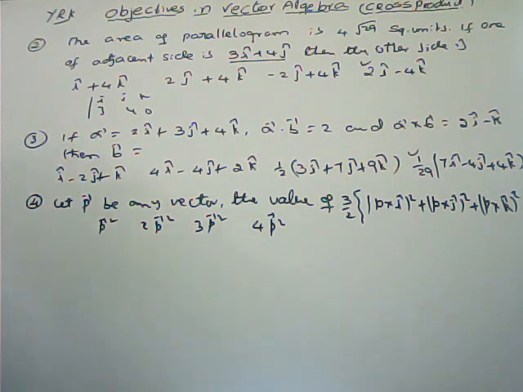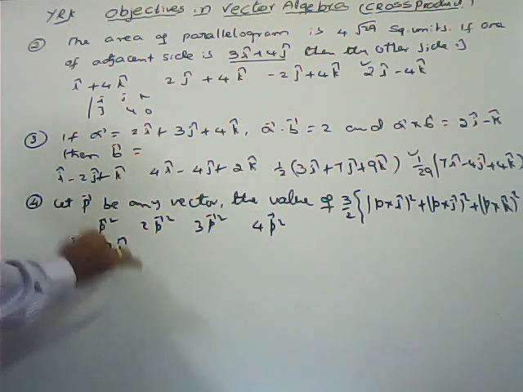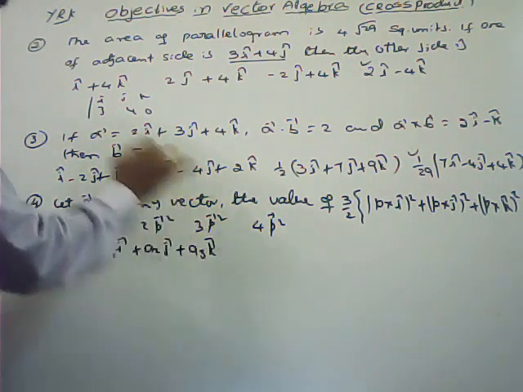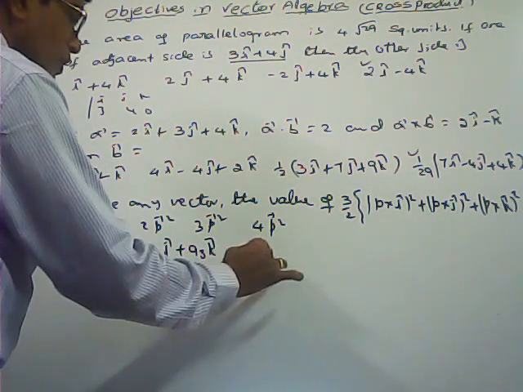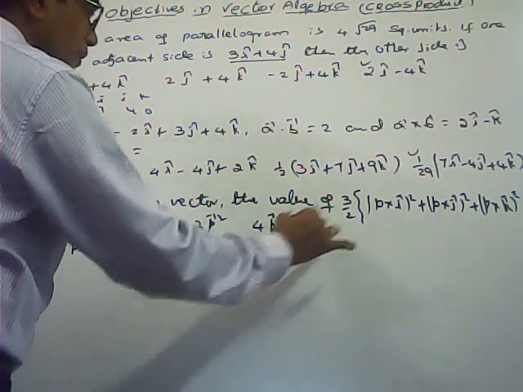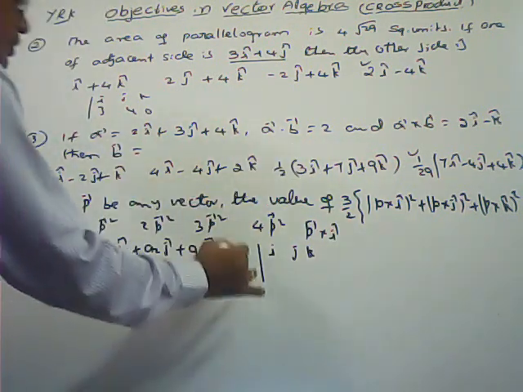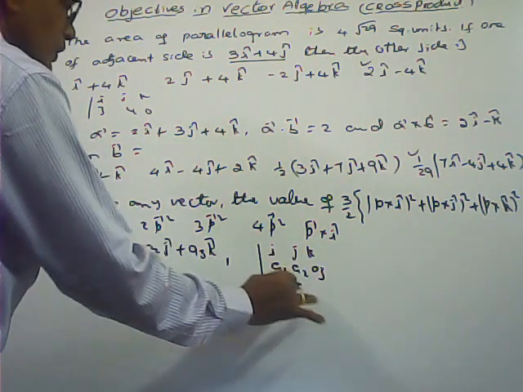Now the next one: let P bar be any vector, then the value of that expression I want. I am taking P bar to be any vector, so a1 i cap plus a2 j cap plus a3 k cap. Now cross product with i cap. For example, here you can see i, j, k. P bar cross i cap I am finding: i, j, k; a1, a2, a3; 1, 0, 0.